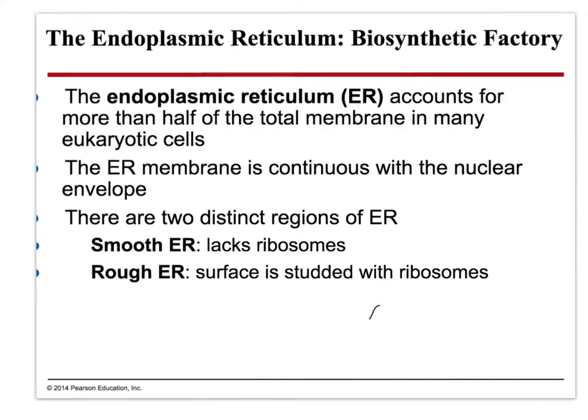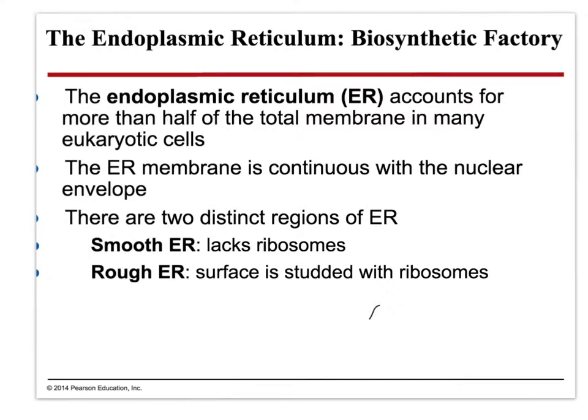What's going to be produced or made in the rough ER? Proteins. Why proteins? Because of the ribosomes. Because we have ribosomes, proteins are going to be there. In the smooth ER, what do you think is going to be made? Lipids. Why? Because it's composed of phospholipids. We have a bunch of enzymes present in the smooth ER that are important for producing lipids. The rough ER is going to produce membrane-bound proteins and other proteins.